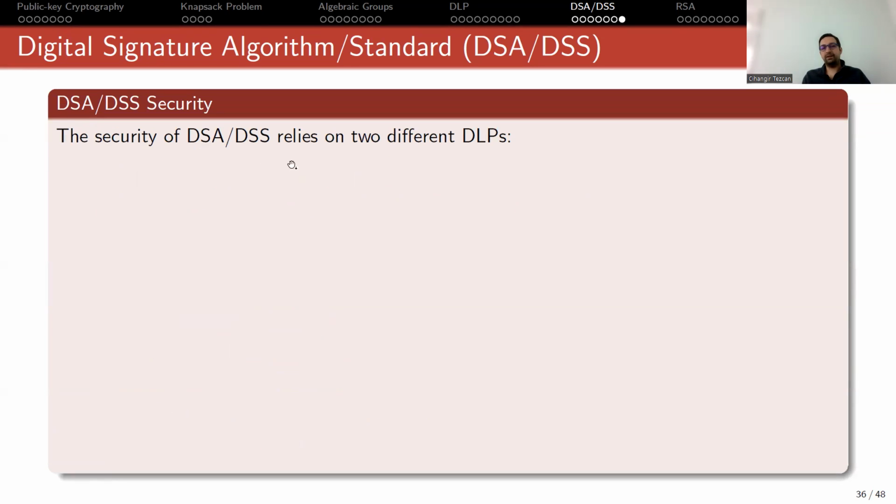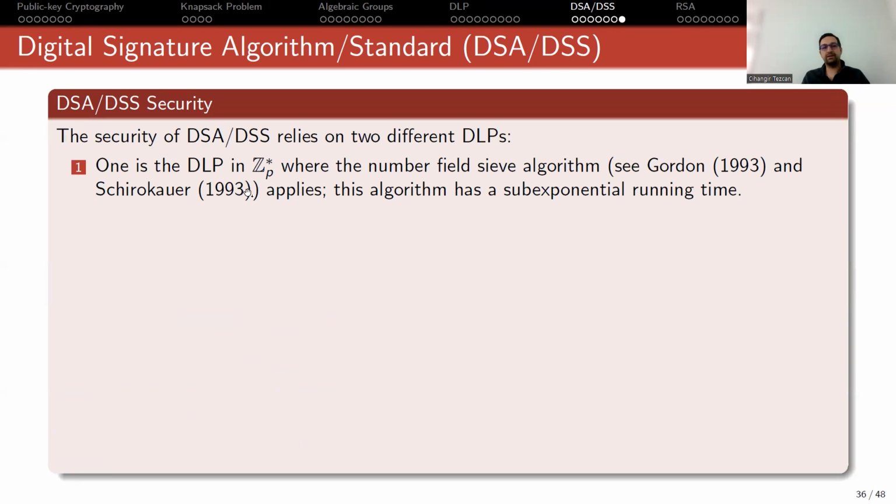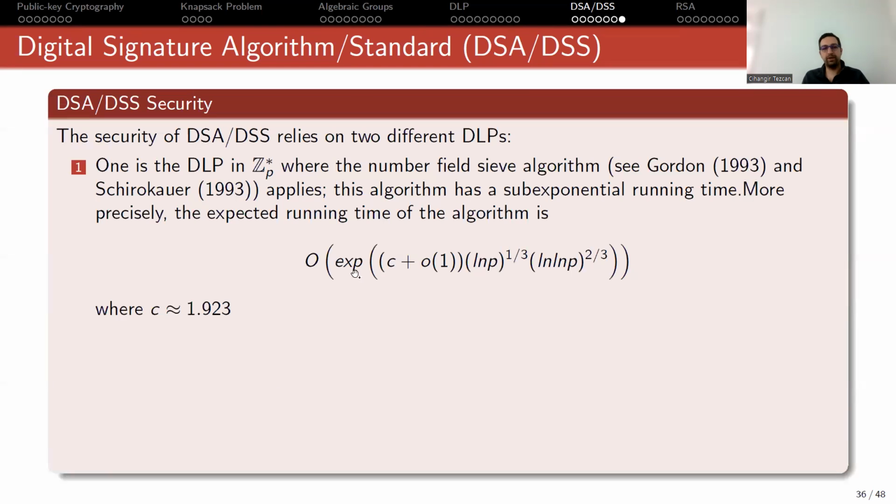The security of DSA or DSS relies on two different discrete logarithm problems. One is the discrete logarithm problem in Zp star, because this is the group we are working on, right? This is the field, so there is the number field sieve algorithm. This is a sub-exponential time algorithm. This is why the group size has to be large, like 3000 bits. And by sub-exponential, as I mentioned, it is not polynomial, not exponential, but something in between, like this in the big O notation. It doesn't look nice, but as you can see, it's a little bit better than an exponential time algorithm.